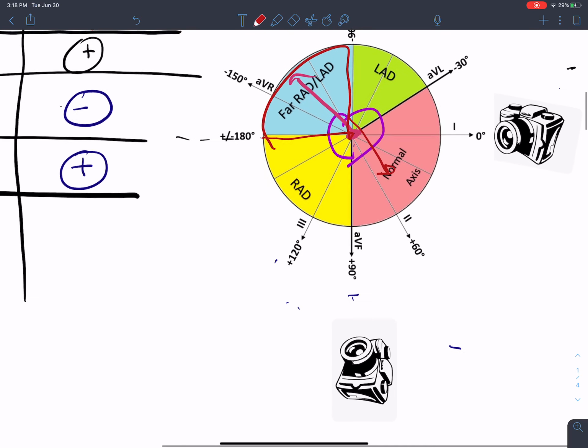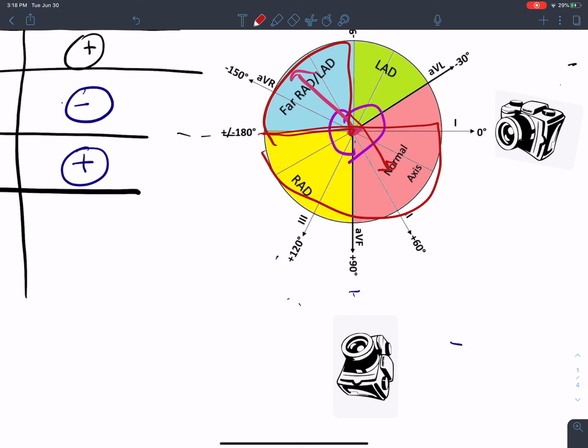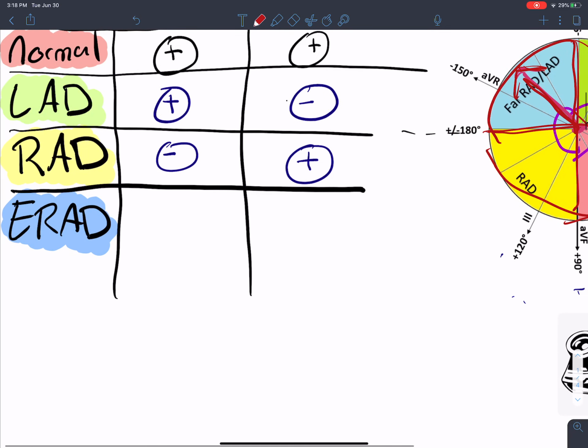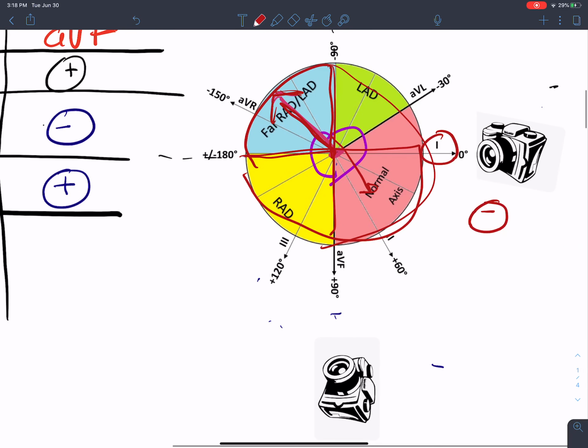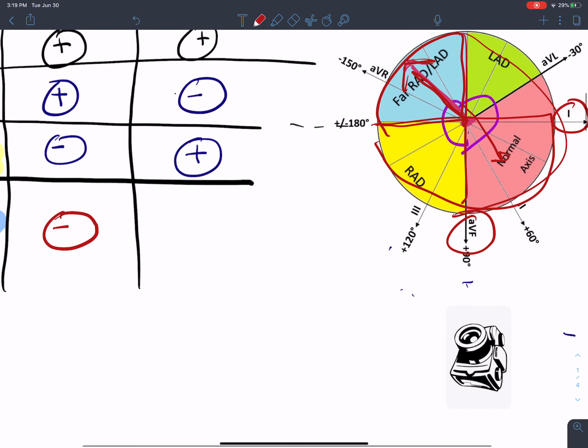So what we're seeing here is, look at that vector. We have our two circles here. Let's start with lead 1. Is this vector in our extreme right axis deviation traveling toward or away from lead 1? It's traveling away from, so that's negative. Lead 1, negative. Same idea, AVF. Is this impulse traveling toward or away from AVF? It's traveling away from.